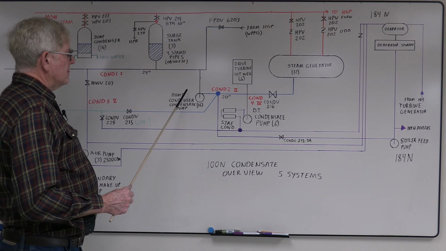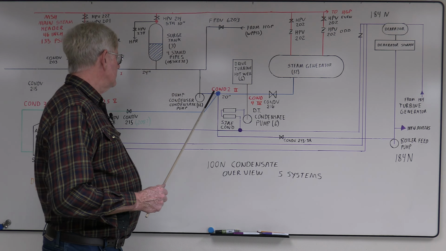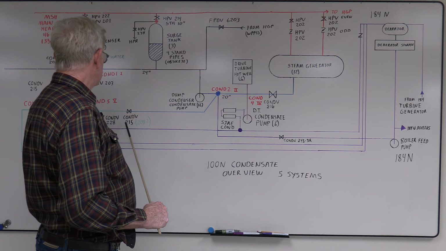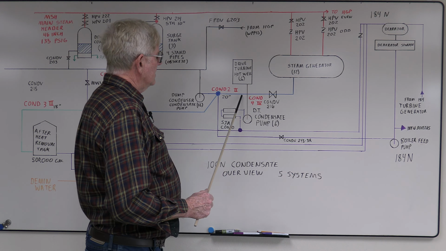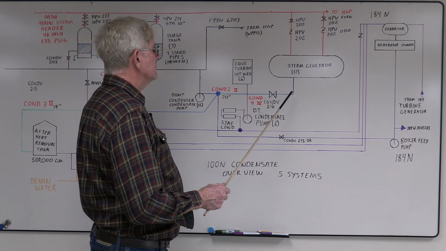From there it fed condensate 2, which was the main feedback to the steam generators. Like I say, if it had too much water you had to get rid of, you could use the 215 valve. Steam generators went through condensate valve 216. This was your main level control valve.